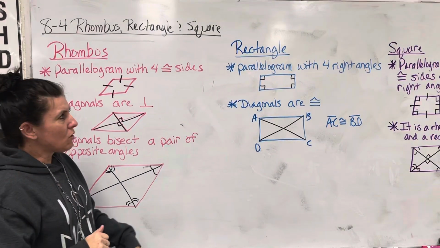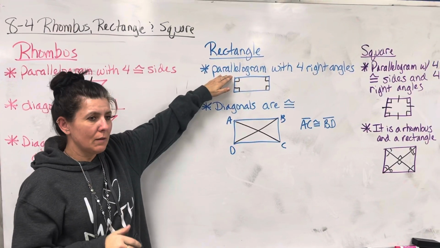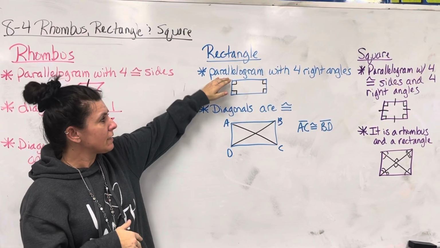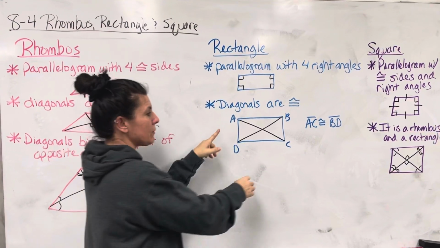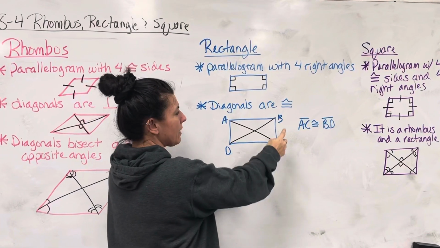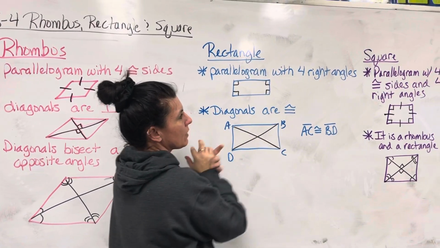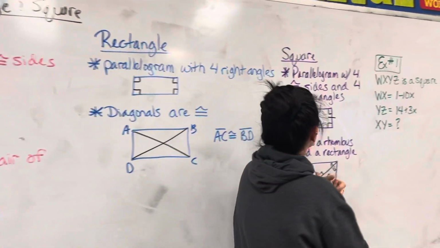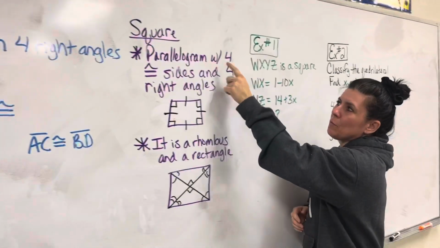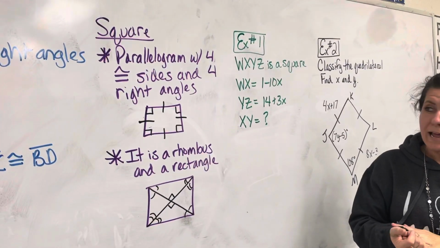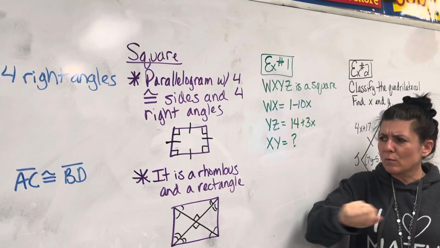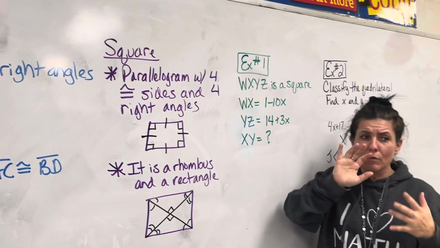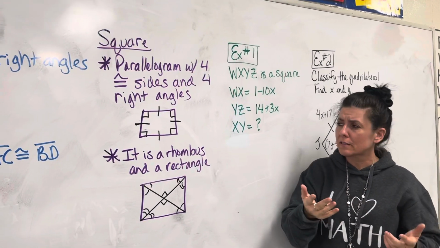For a rectangle, again, it's a parallelogram, so it fits all the criteria that we learned last time. It has four right angles, and the diagonals are congruent, which means from A to C is the same length as from D to B. A square, again, is a parallelogram with four congruent sides and four right angles. That's pretty self-explanatory. You guys are pretty familiar with a square, but be careful that you understand all the criteria that are all the characteristics of squares.